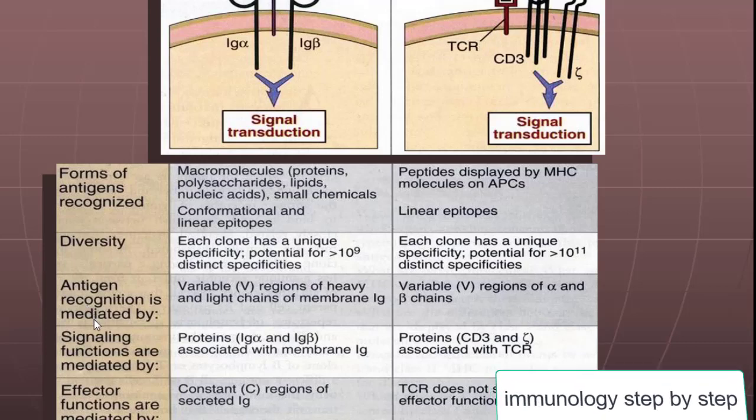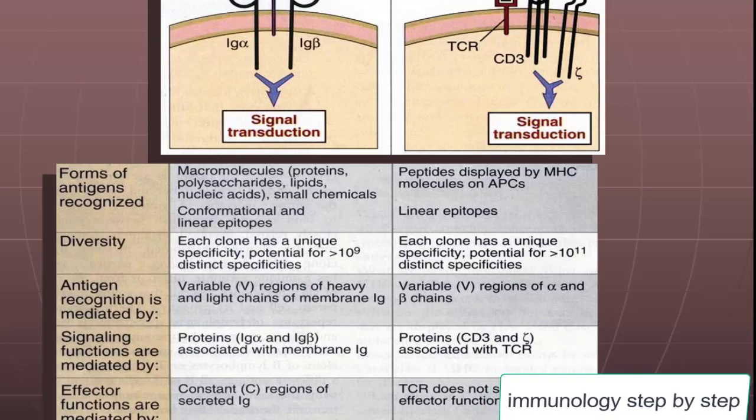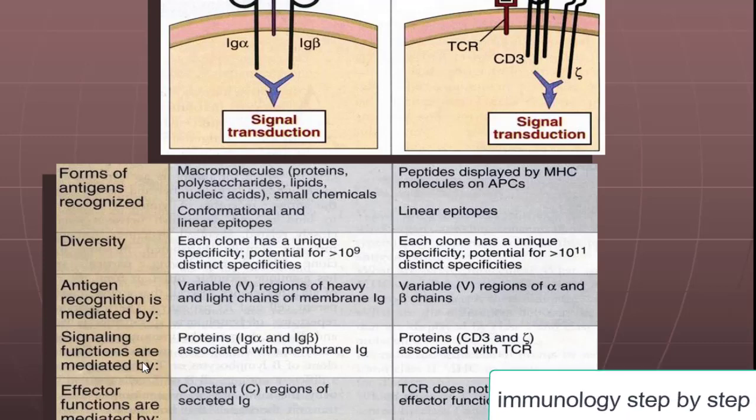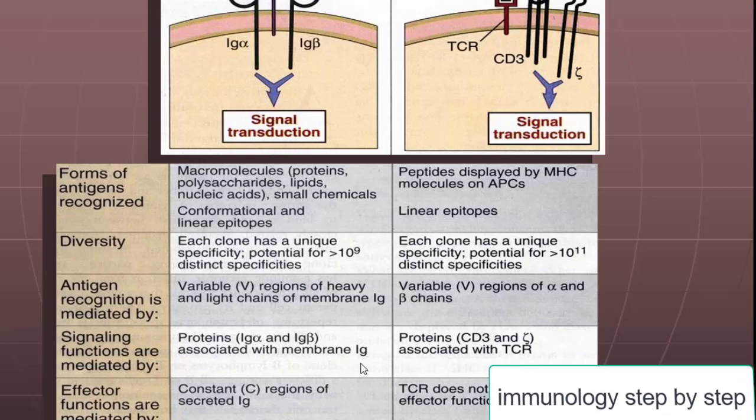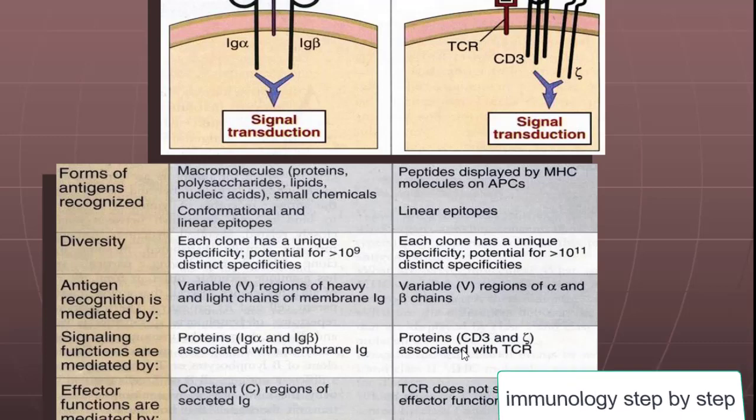Antigen recognition is mediated by the variable V region of the heavy and light chain of membrane Ig, and the variable V region of the alpha and beta chain in the T cell receptor. This is a comparison between the antibody and the T cell receptor. Signaling functions are mediated by the proteins Ig alpha and Ig beta associated with membrane Ig. In the T cell receptor, the signaling functions are mediated by the protein CD3 and other associated proteins.